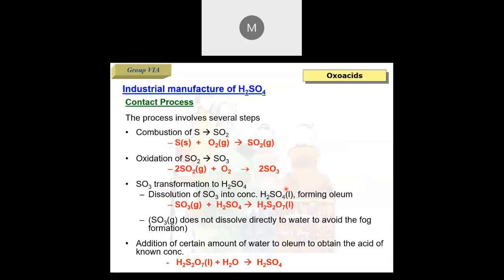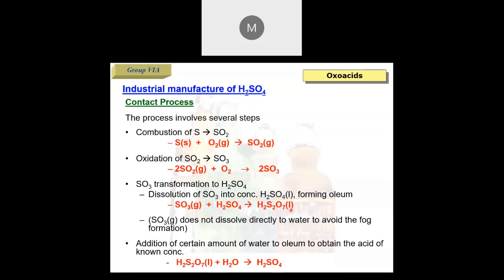The industrial manufacture of sulfuric acid, I think we have looked into this previously in the previous slides. So let's just go through it. It's called the contact process. The process involves several steps. So combustion: from pure sulfur, we combust it with oxygen to form the sulfur dioxide. And the oxidation continues. The sulfur dioxide will then form the sulfur trioxide. And sulfur trioxide will be transformed to sulfuric acid through the dissolution of sulfur trioxide into concentrated sulfuric acid, forming oleum.